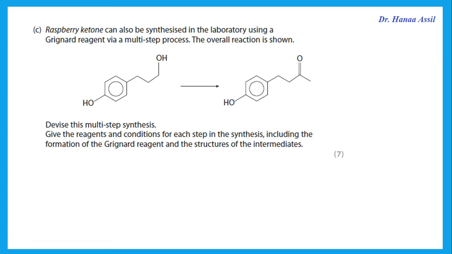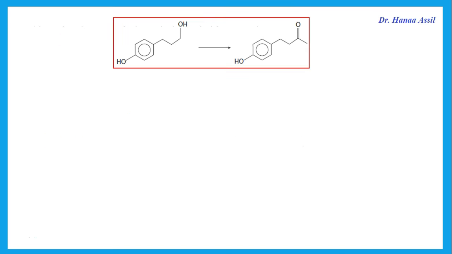Raspberry ketone can also be synthesized in the laboratory using a Grignard reagent via a multi-step process. The overall reaction is shown, and we are required to devise the multi-step synthesis. Remember, he wants us to use the Grignard reagent. Give the reagents and conditions for each step, including the formation of the Grignard reagent and the structures of the intermediates. So we're starting with that compound on the left, and we're trying to make our ketone product.